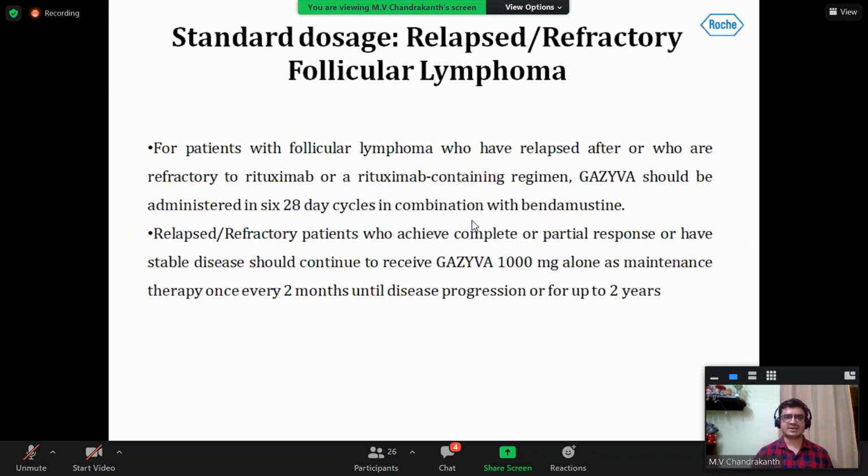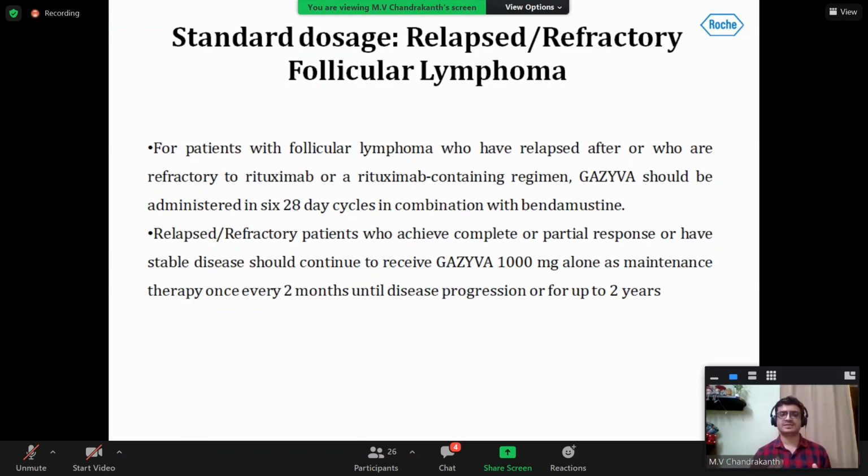So what is the standard dosage for relapsed refractory follicular lymphoma? For patients with follicular lymphoma who have relapsed or who are refractory to rituximab or a rituximab containing regimen, Gazyva should be administered in 6 28-day cycles in combination with bendamustine. In relapsed refractory patients who achieve complete or partial response or have a stable disease should receive Gazyva every 2 months until disease progression or up to 2 years. So we also have evidence here for Gazyva maintenance post B plus R in these relapsed refractory follicular lymphoma.